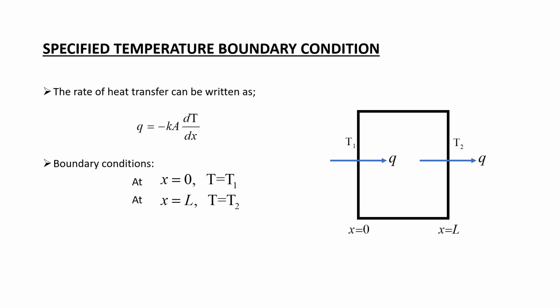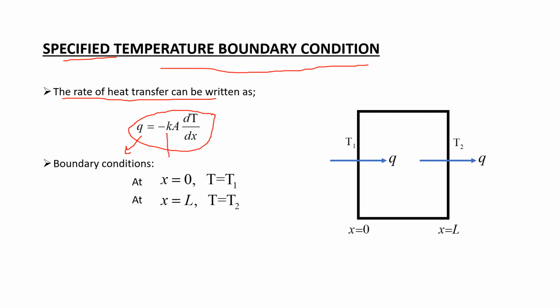Now the first boundary condition is the specified temperature boundary condition. So let's see what it is. The first point states that the rate of heat transfer can be written as Q is equal to minus k A dT by dx. This is basically Fourier's law for heat conduction, where Q is the rate of heat transfer, k is the thermal conductivity of the medium, A is the cross-sectional area, and dT by dx is the temperature gradient in the x direction.